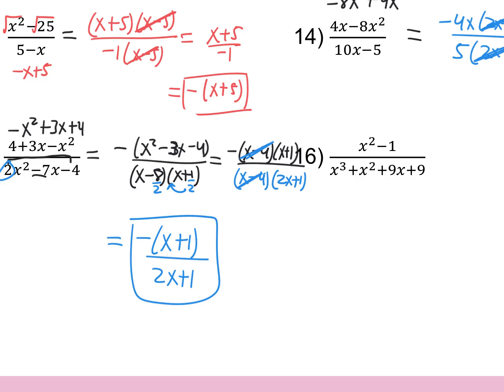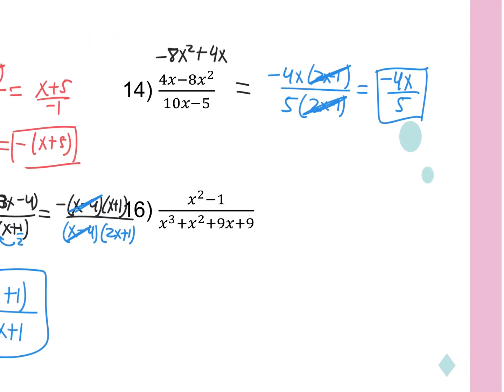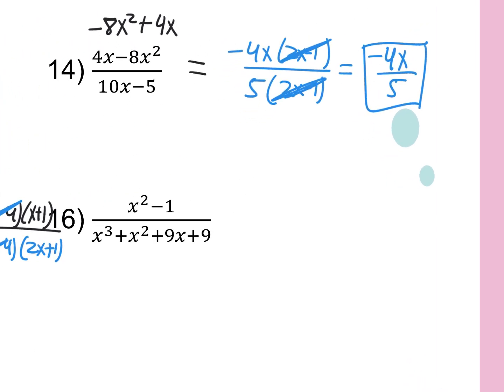All right. And then lastly, number 16. Same exact process as all the other ones. You're just going to factor and cancel out your common factors. It looks like there's nothing super special about this one. It just looks like x squared minus 1 is a difference of squares. So it's going to be x plus 1, x minus 1.